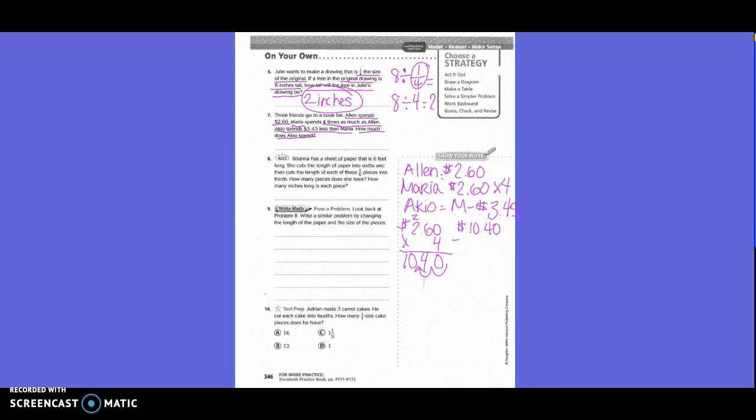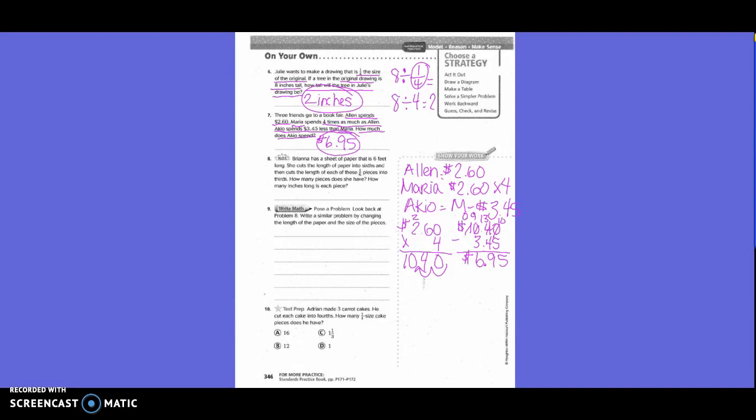Subtract 3.45. Make sure my decimals are in line, right? First thing I do, drop down my decimal. Can I take 5 from 0? No. So this 4 becomes a 3. Can I take 4 from 3? No. So this becomes a 9, 13, and this becomes a 0, right? 10 minus 5 is 5. 13 minus 4 is 9. 9 minus 3 is 6. So Akio spent $6.95.